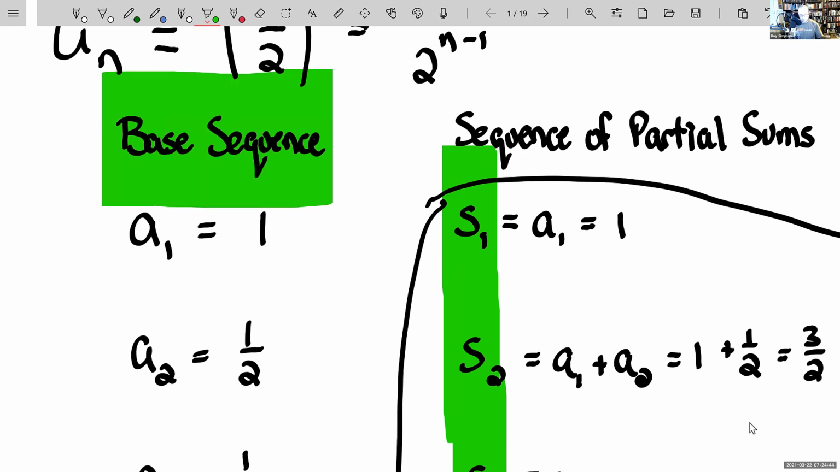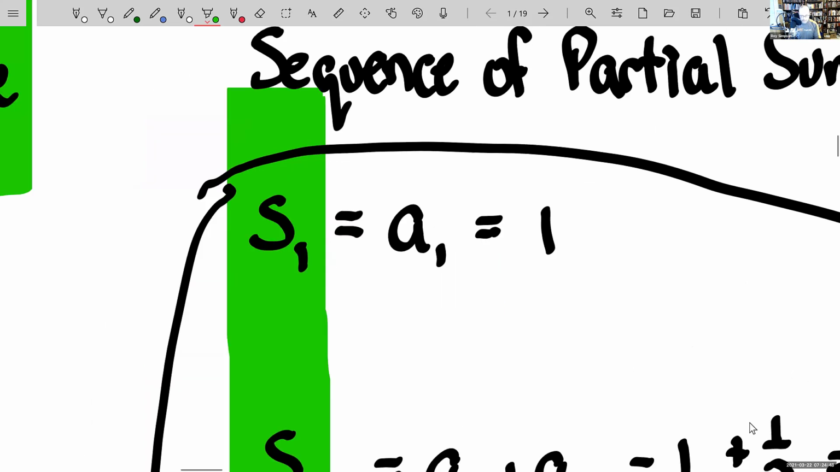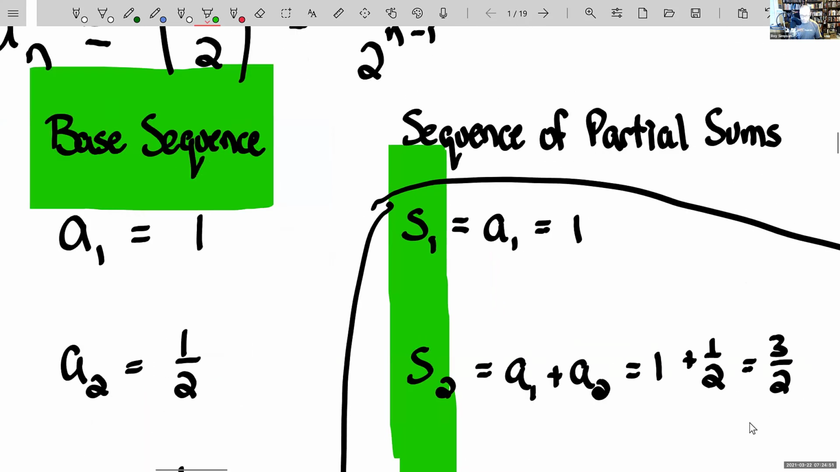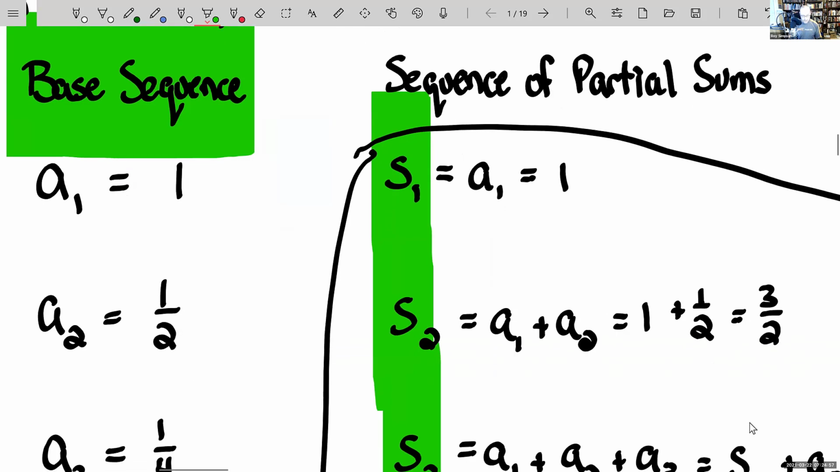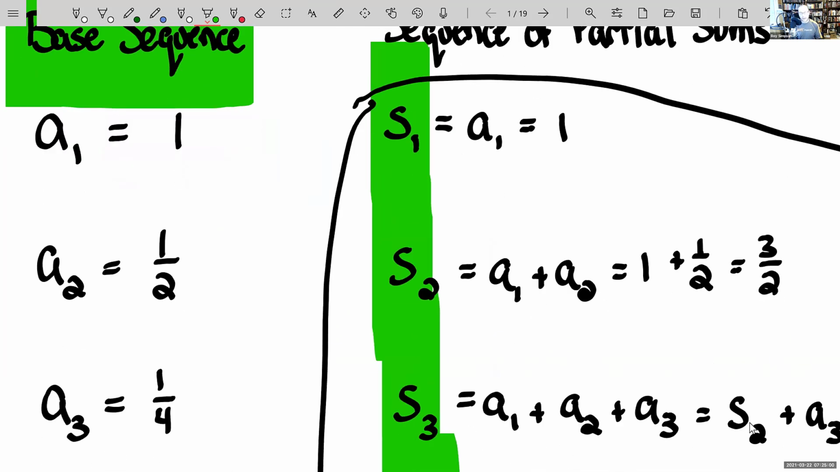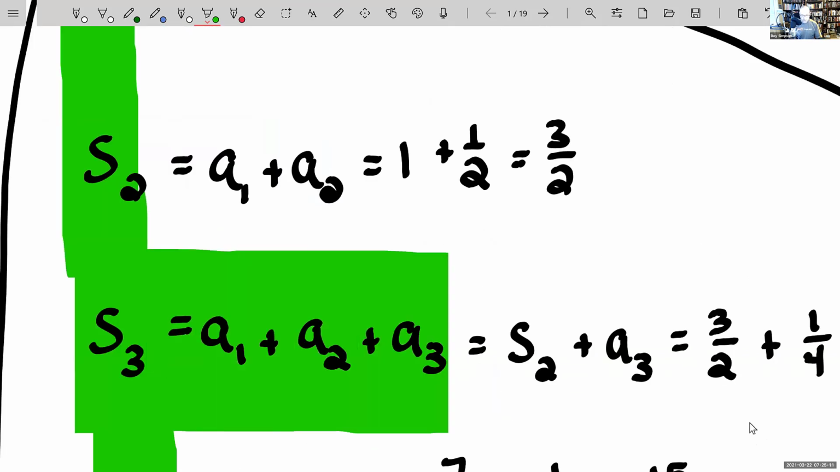So, for example, S sub 1 is the sum of the first term of the base sequence, so it's just A1. S sub 2 is the sum of the first two terms, which would be A1 plus A2, which is 1 plus 1/2, which tends to be 3/2. S sub 3 is the sum of the first three terms of the sequence, A1, A2, and A3. I know S sub 3 is A1 plus A2 plus A3, but it's easier to note that actually it's the sum of the first two terms, which we just computed.